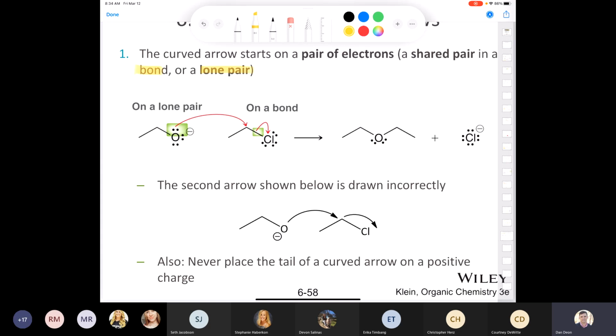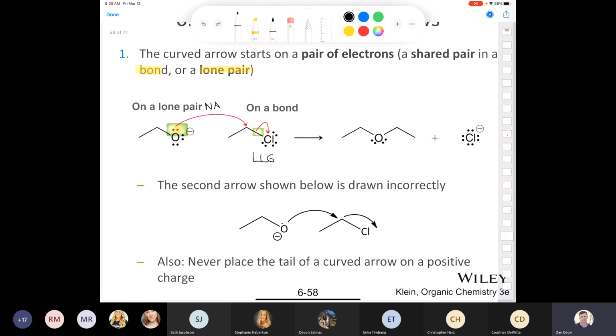You see this first curved arrow here? This is a nucleophilic attack that's occurring. It starts on the pair of electrons on the alkoxide. And then we have a loss of leaving group occurring with the second curved arrow. But you see that the tail of the arrow starts on a nucleus, okay? A curved arrow could never start on a nucleus like that, okay? So the second arrow is drawn incorrectly in this mechanism that's drawn here.